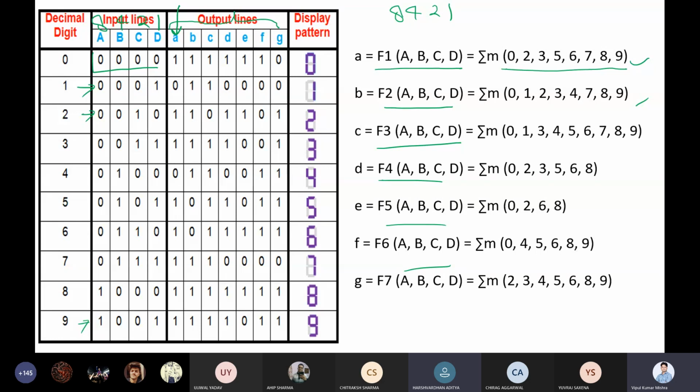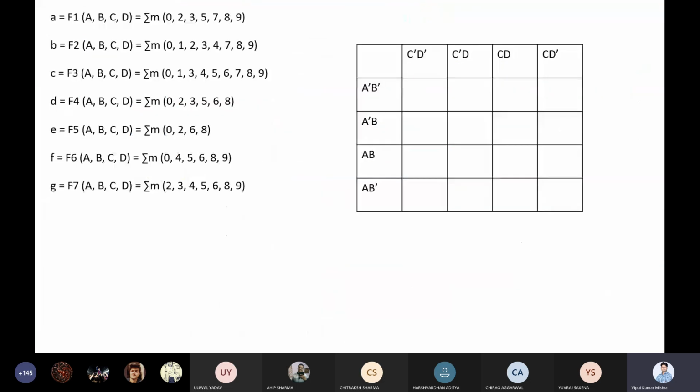Yes, sir. Similarly, if you look at E, we have only 4 places where 1 is there, and these are 0, 2, 6, 8. Based on that, you have prepared a min-term. Now, once you have all the min-term equations, you just pick one at a time, make a K-map, and based on that K-map, you find the optimal expression for that, right?